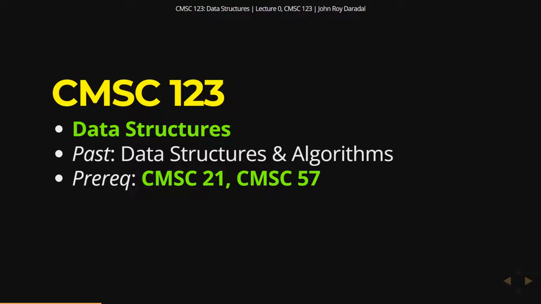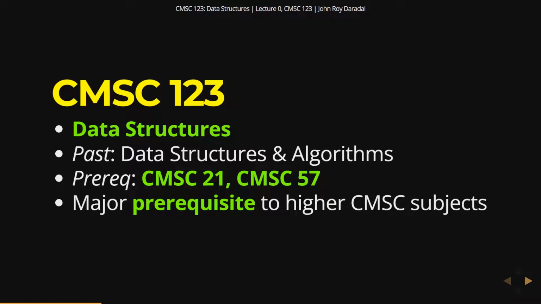The prerequisites for ComSci 123 are ComSci 21 and ComSci 57. So by now, you should have finished at least 2 programming courses, so 11 and 21, and ComSci 57, which is your discrete math. Okay?